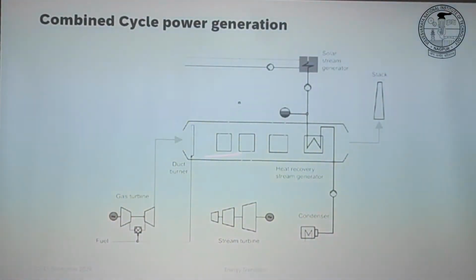So let's quickly repeat the same combined cycle power generation we discussed last time. We take fuel, burn the fuel at high pressure, and let the flue gas at high pressure turn the turbine. So that's the gas turbine part. It goes into a flue gas duct.